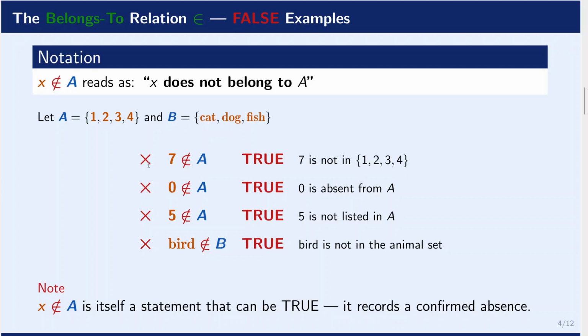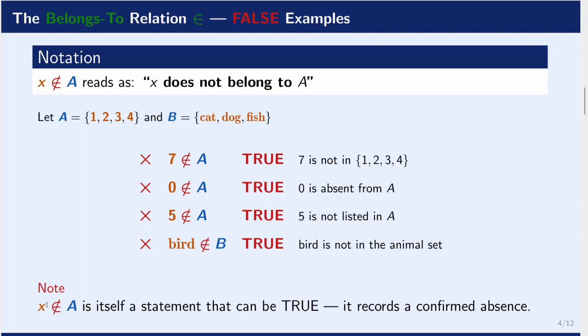Let's test some claims. 7 does not belong to A. This statement is true. Why? Because the number 7 is not in the set 1, 2, 3, 4. 0 does not belong to A. This is true, as 0 is absent from set A. 5 does not belong to A. This is true, because 5 is not listed in A. Bird does not belong to B. This is also true, because a bird is not in our animal set.